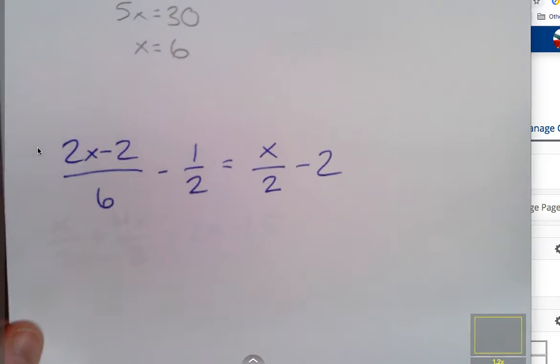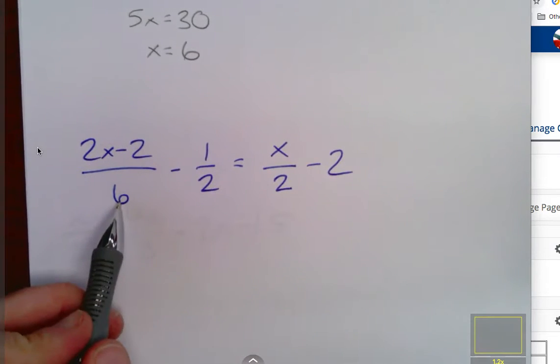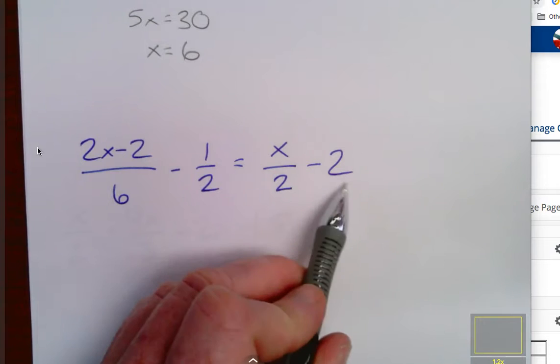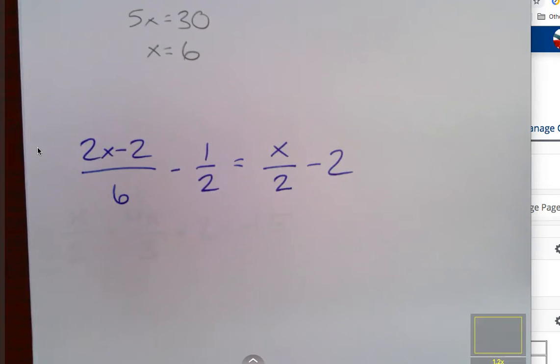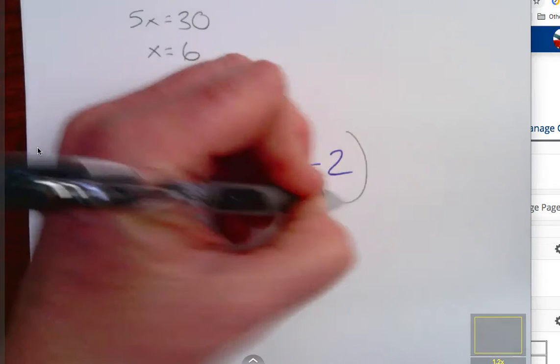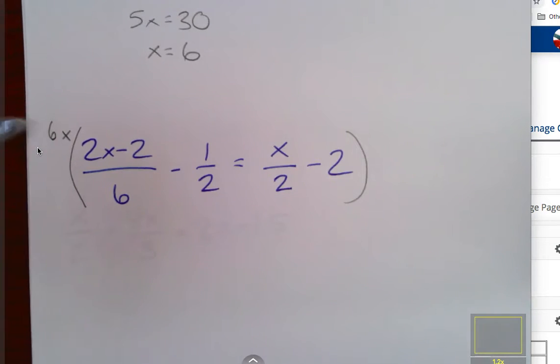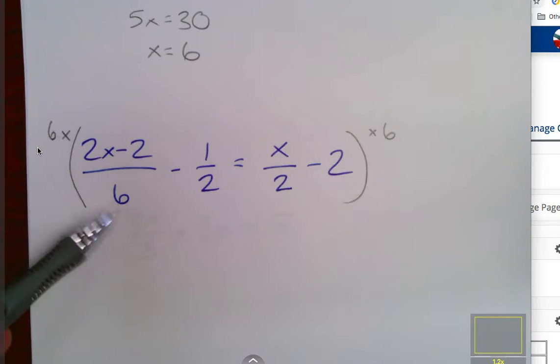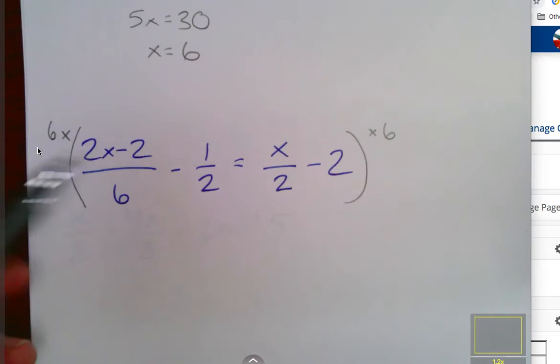Next one here. So here, my denominators are 6, 2, and 2. And this is over 1, so there's nothing really to do there. So 6, 2, and 2, their least common multiple is 6. So I have 6 divided by 6 is 1, right? So these will eliminate one another, and I'm left with 1 times 2x minus 2.